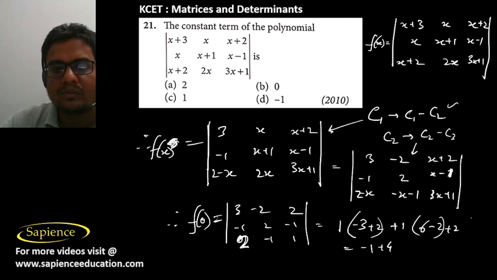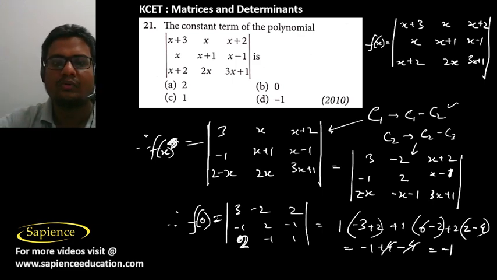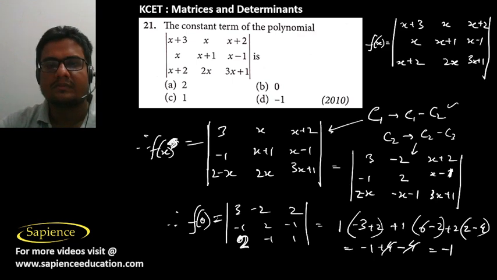This will be plus 2 into, then the first column and third row we have to remove, then this will be 2 into 2 minus 4, so this will be minus 4, so this will be minus 1. So therefore the constant term in this polynomial is minus 1. So option D is the correct answer.